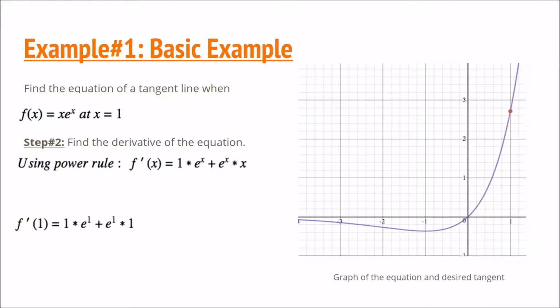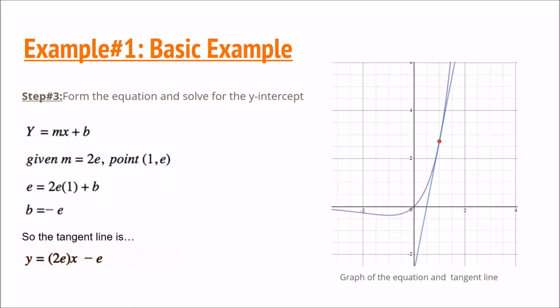The third step to finding the equation of our tangent line is to find b. Given the slope equaling 2e and our point on the graph of 1, e, we find that b equals -e. Therefore, our equation for our tangent line will be y equals 2e x minus e.